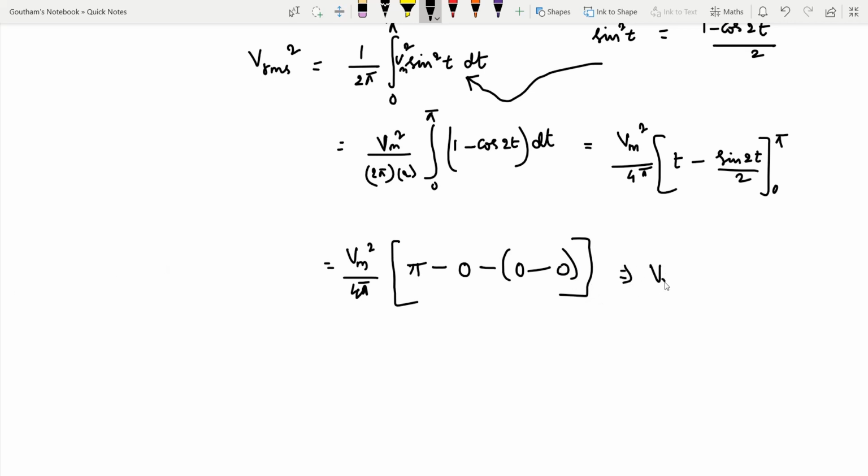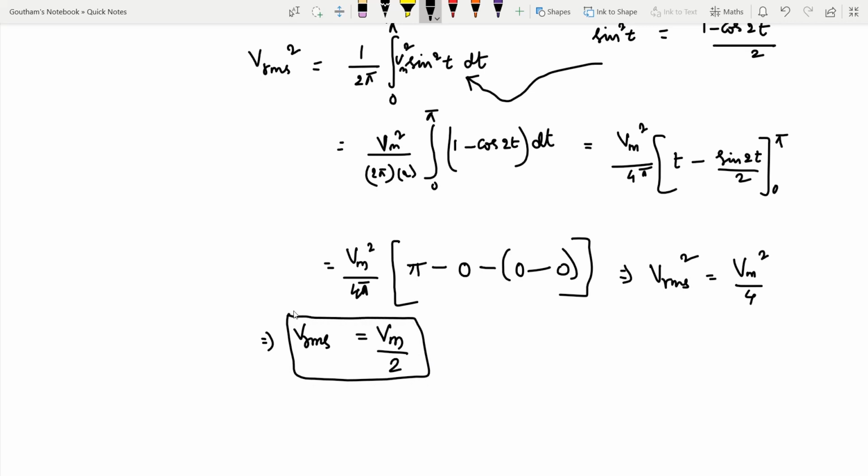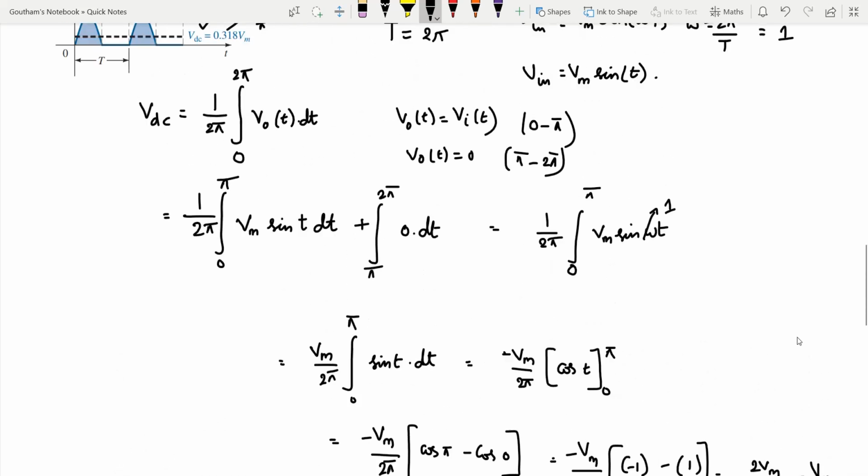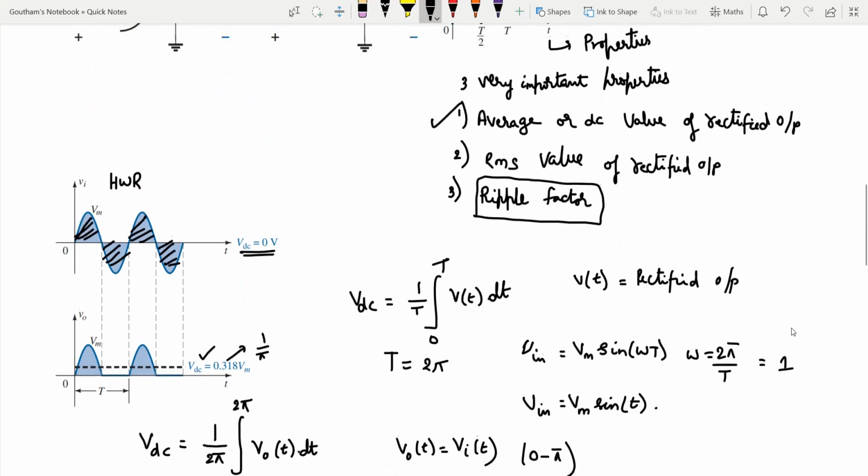That implies Vrms square is nothing but Vm square by 4, that is Vrms is equal to Vm by 2. So for a half wave rectifier output, the RMS value Vrms is equal to Vm by 2, and the DC value, like we discussed earlier, is equal to Vm by pi. Okay, now let us derive the third important parameter. So this has been derived. Now let us try and derive the ripple factor.